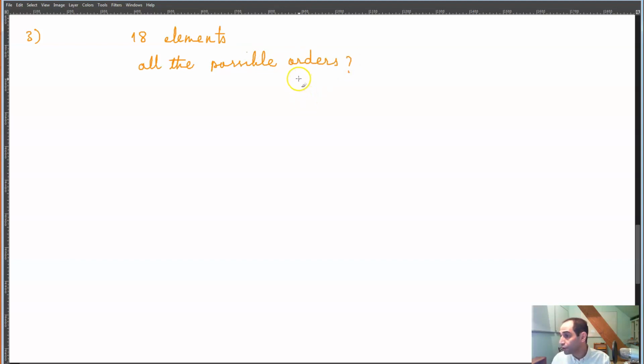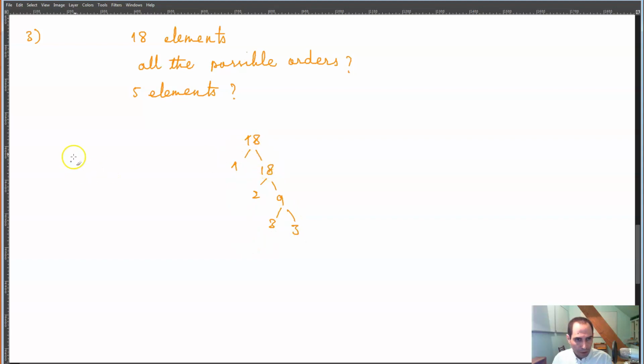And what if it has 5 elements? So this is again the same thing. Prime factorize 18, you will get 18 is 1 times 18, or 2 times 9, or 3 times 3.